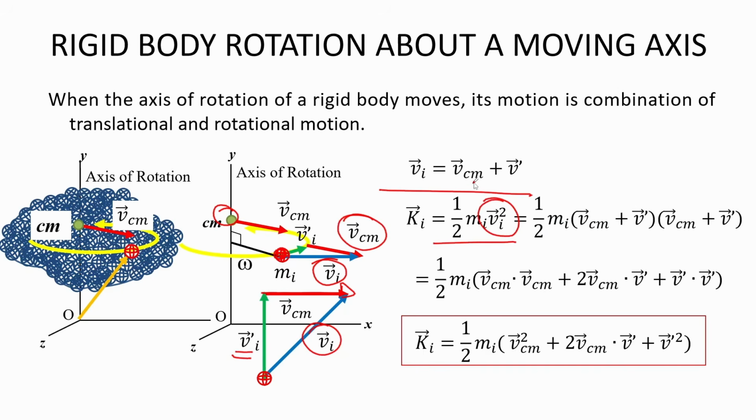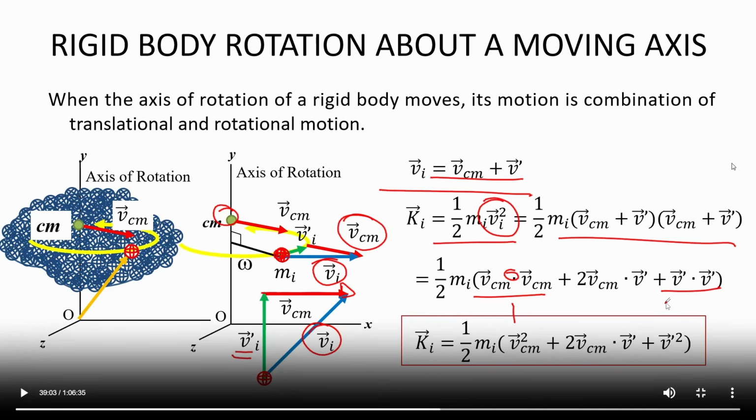And we know VI is given by the sum of VCM plus VI prime, which is the tangential. You multiply the two, you get VCM squared. Take note, this is a dot product, and kinetic energy is a scalar quantity, so it is a dot product. Then you have 2 VCM dot VI prime, and this becomes V prime squared.